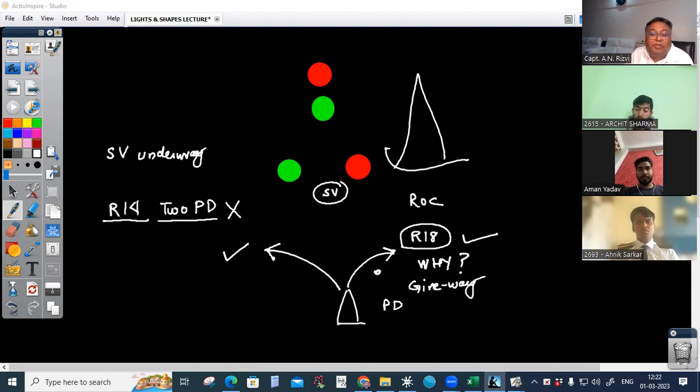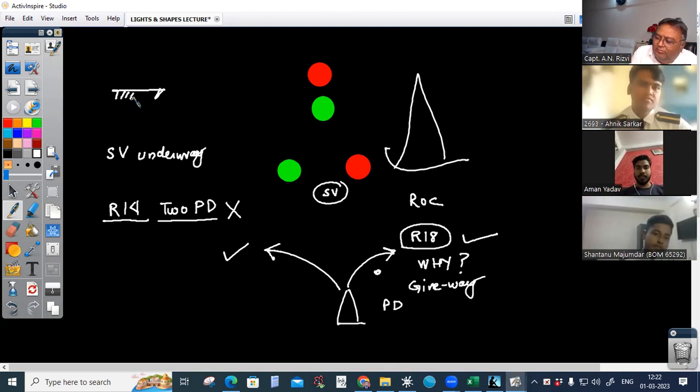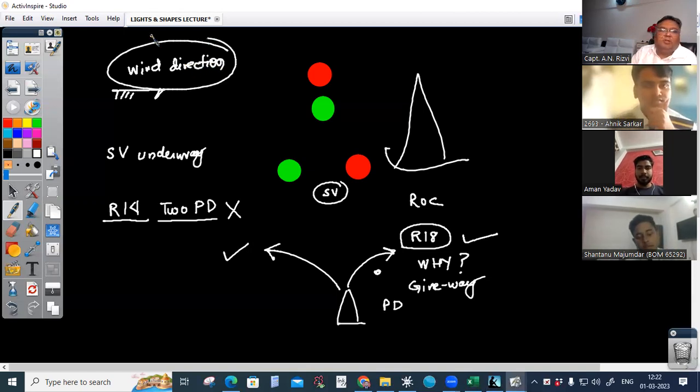Now my next question, very important. Will you consider wind direction when taking action? Yes, sir. Yes, sir. Wind direction. Will you consider? Yes, sir. No. Because you are on a power-driven vessel. Why would you consider it? That is only for an encounter between a sailing vessel and another sailing vessel. Come on.